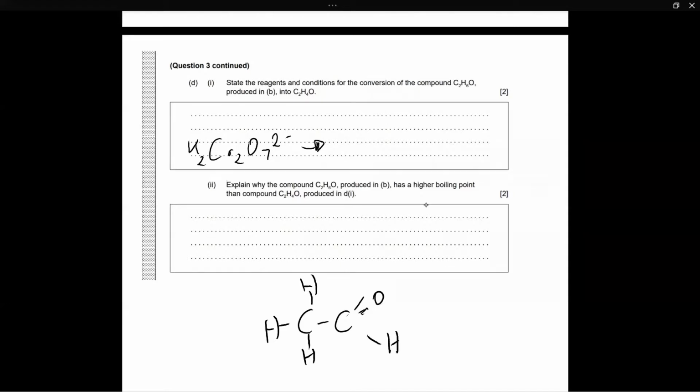The next, we also need H2SO4. And if you know what this is, H2SO4 is essentially sulfuric acid. And this acid provides us with H plus. And this H plus is necessary in the reduction of potassium dichromate. And the last condition that you need is you need to be able to distill.